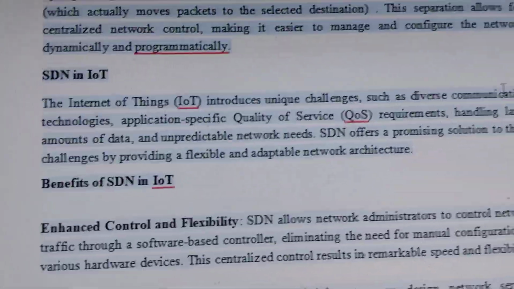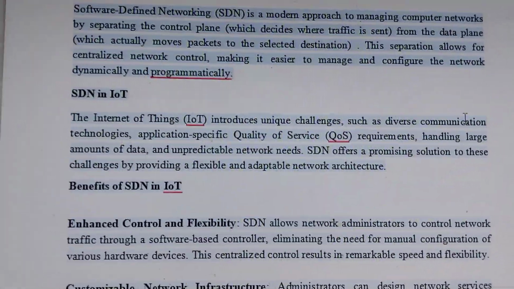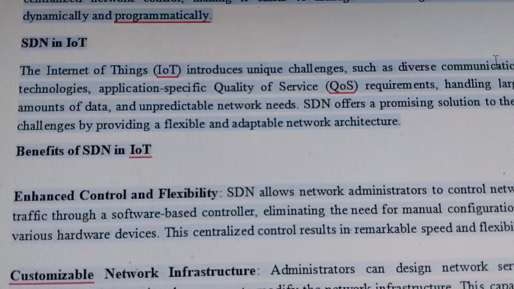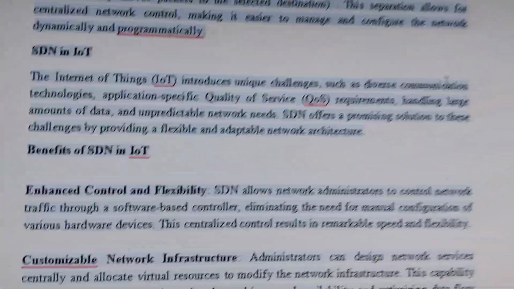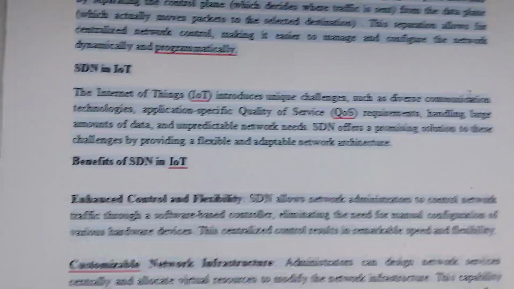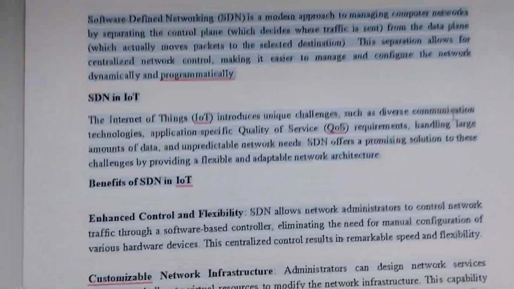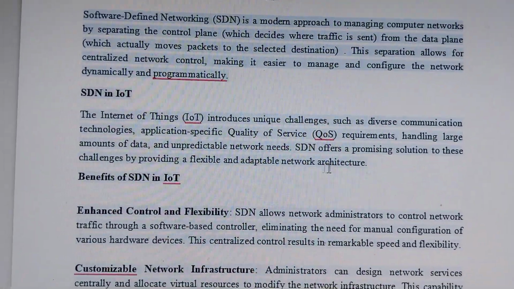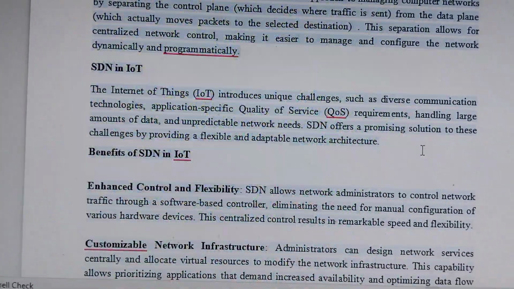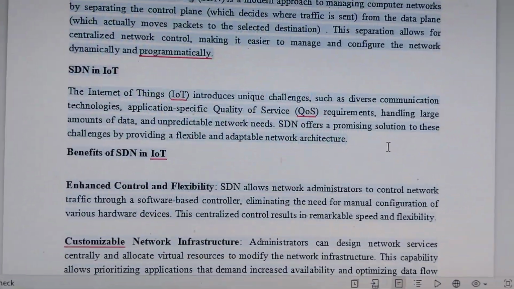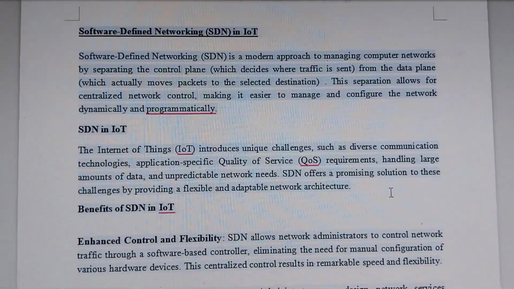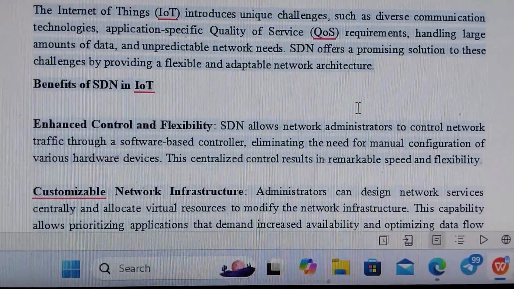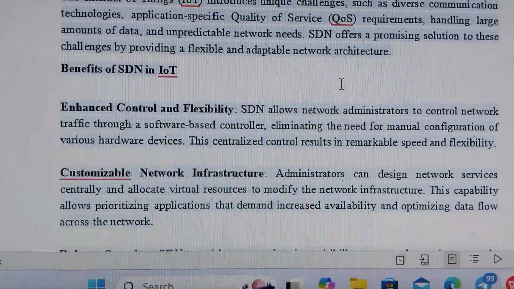Here SDN for IoT introduces unique challenges such as diverse quality of services, application specific quality of service requirements, handling large amounts of data, and prediction of the network needs. These are the different challenges in IoT, and everything will be provided by software defined networking.